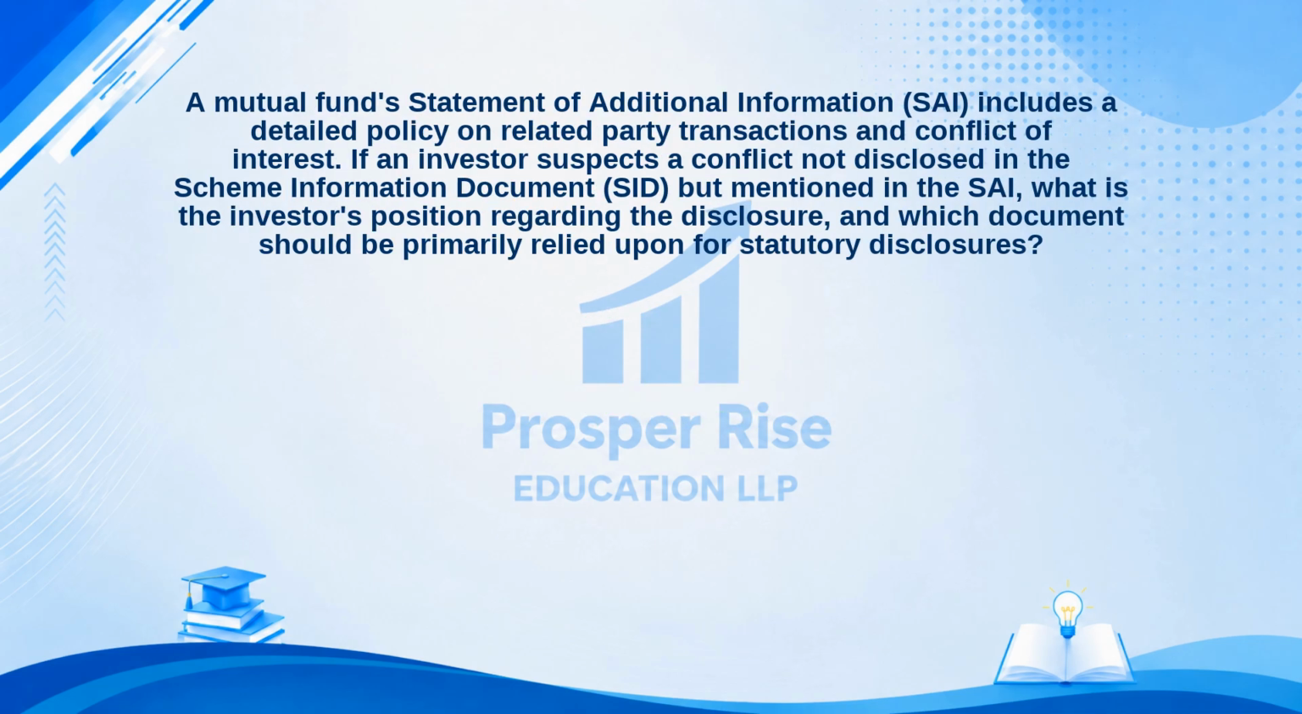A mutual fund's Statement of Additional Information, SAI, includes a detailed policy on related party transactions and conflict of interest. If an investor suspects a conflict not disclosed in the scheme information document, SID, but mentioned in the SAI, what is the investor's position regarding the disclosure and which document should be primarily relied upon for statutory disclosures?